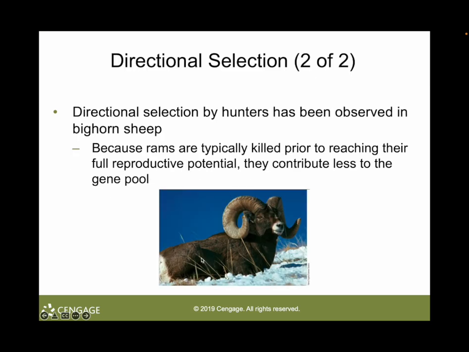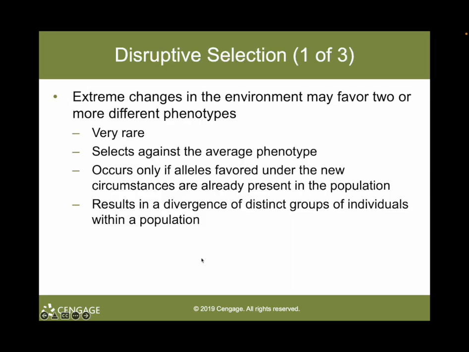I won't go to another example with bighorn sheep. I want to go now to disruptive selection. Sometimes extreme changes in the environment may favor two or more different phenotypes at the expense of the mean. That is, more than one phenotype may be favored in the new environment. Disruptive selection is a special type of directional selection in which there is a trend in several directions rather than just one. It results in a divergence or splitting apart of distinct groups of individuals within a population.